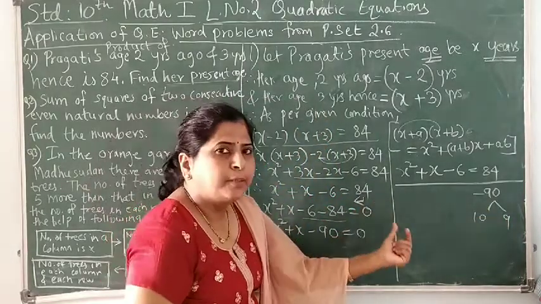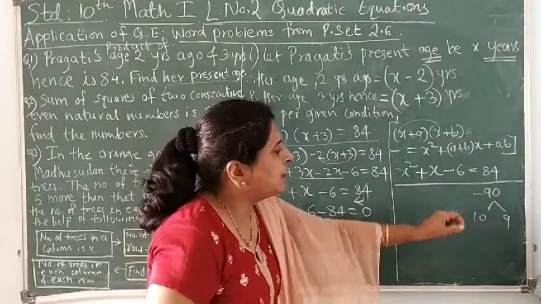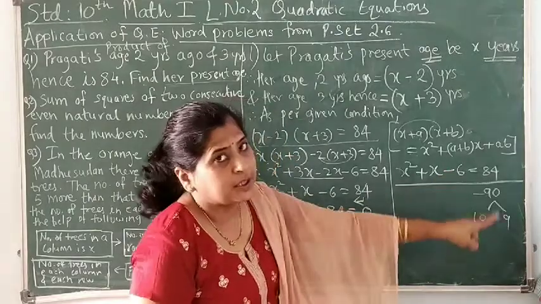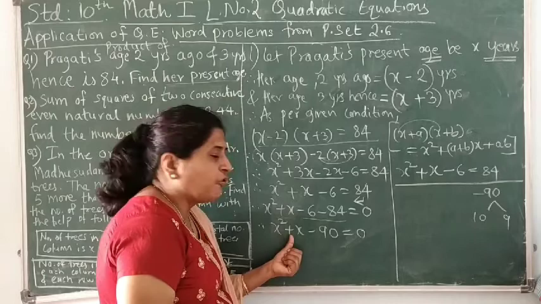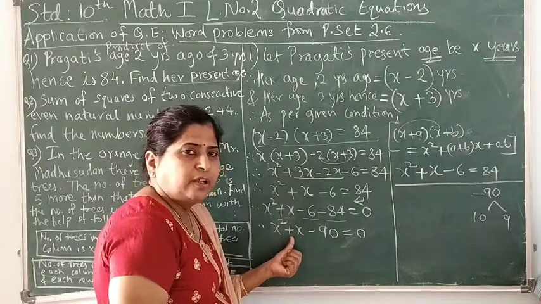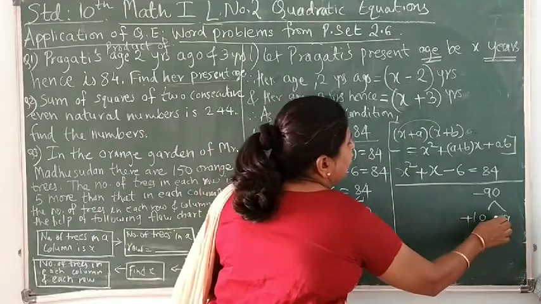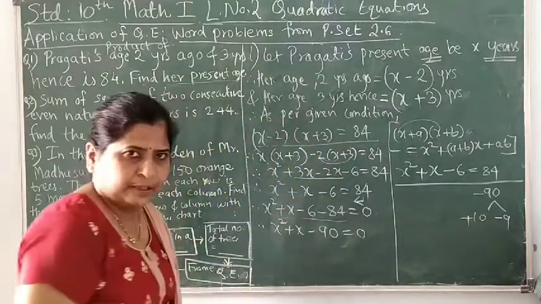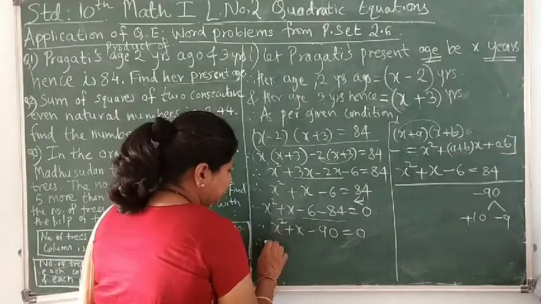Okay, we got the numbers of the factors, but what are the signs? What should be the sign? As the product is negative, one sign should be positive and the other sign should be negative. For that, we will pick up the sign of the middle term, the x term, and we will give this sign to the bigger number. So here it will become plus 10 and here it is going to be minus 9. Okay, so these are the factors here. So we can continue here.